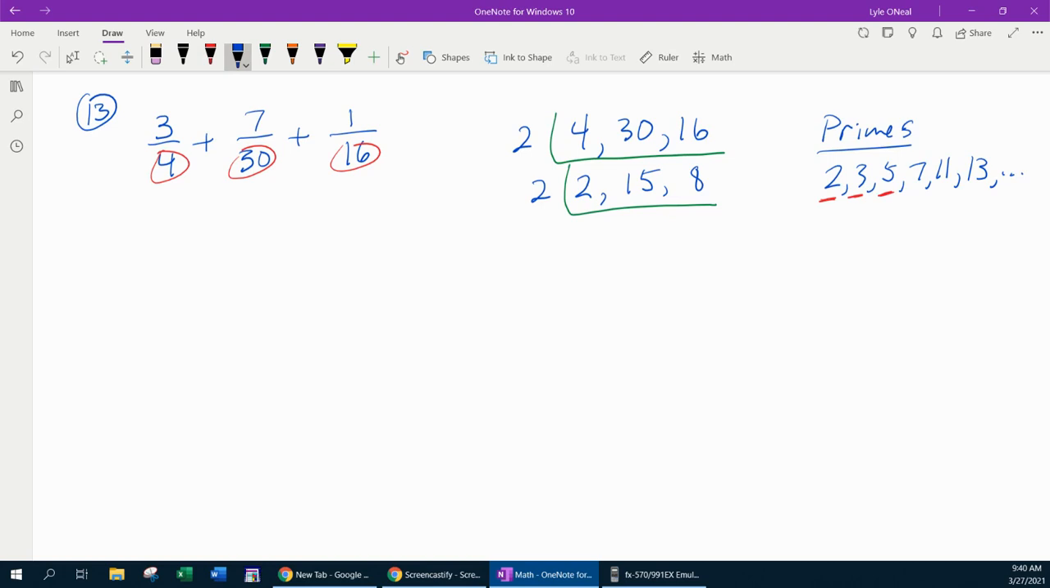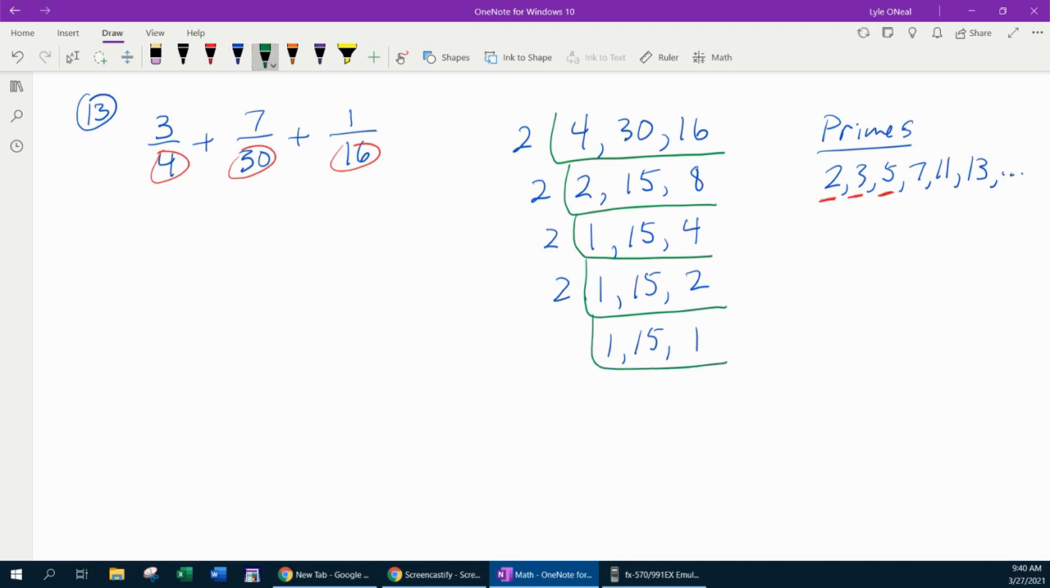Okay, so moving along, 2 goes into 2 one time. 2 doesn't go into 15 evenly, so you bring it down. 2 goes into 8 4 times. And again, we're going to rinse and repeat using the 2 until it doesn't work anymore. 2 doesn't go into 1. 2 doesn't go into 15 evenly, but 2 goes into 4 2 times. And we're going to be able to use 2 one more time. 1 and 15 don't divide. 2 does. 2 goes into 2 one time.